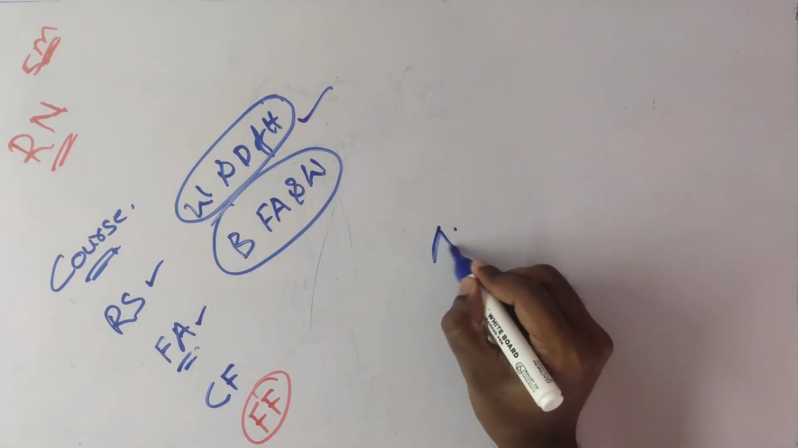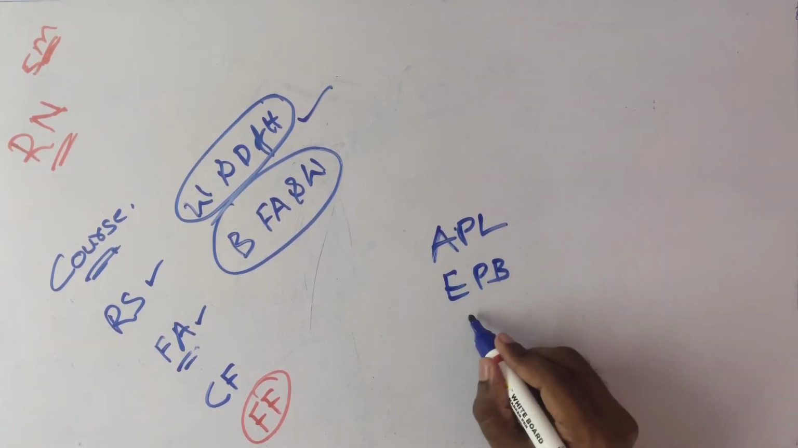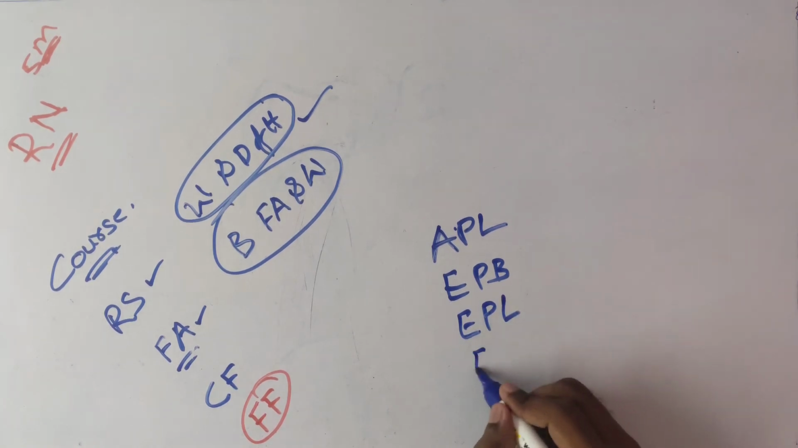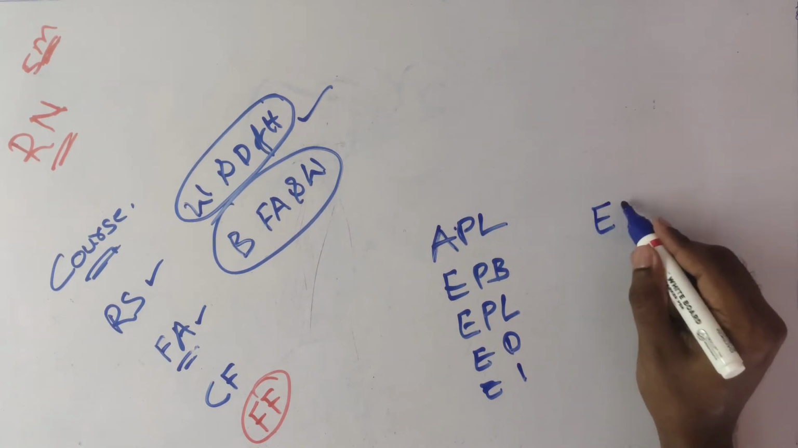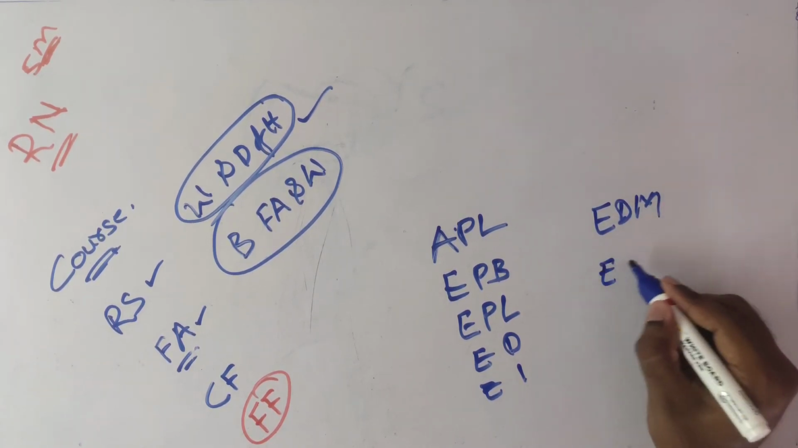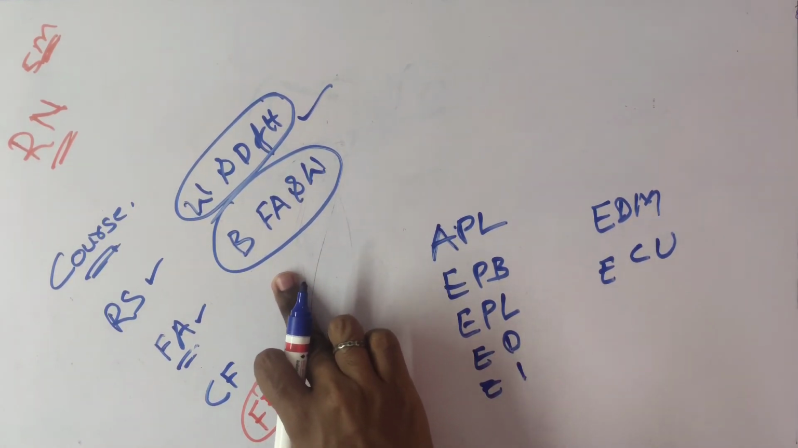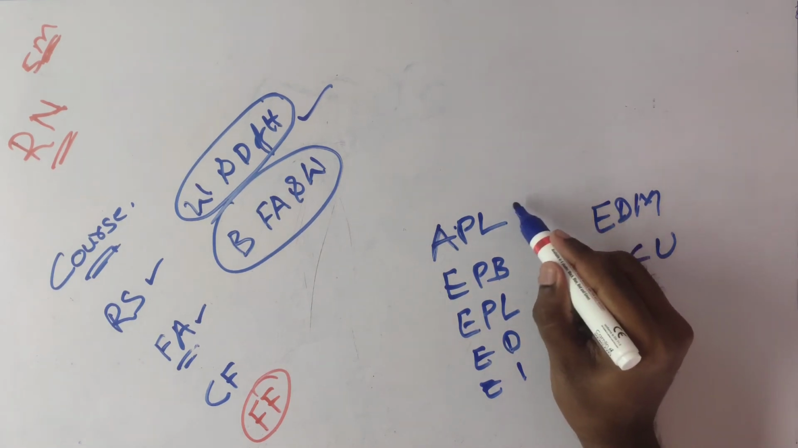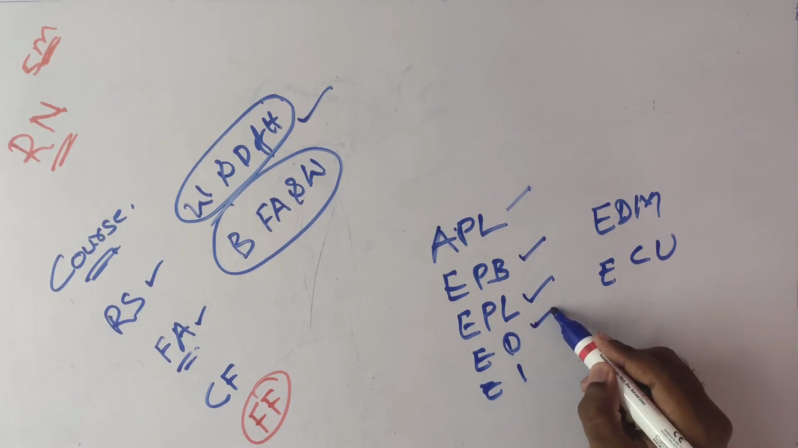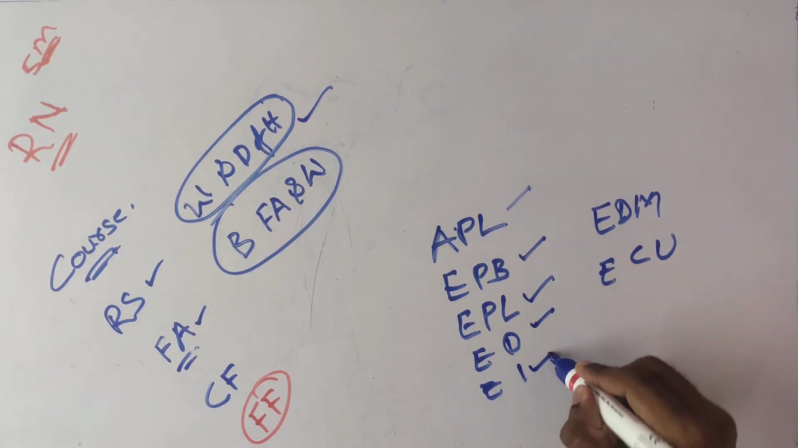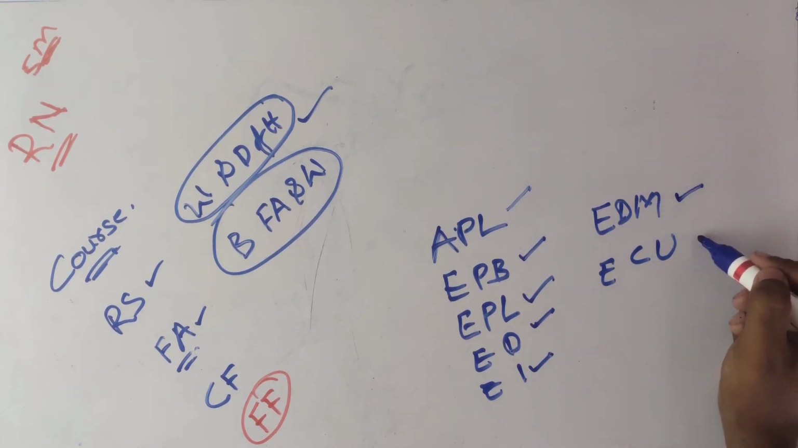Those muscles are abductor pollicis longus, extensor pollicis brevis, extensor pollicis longus, extensor digitorum, extensor indicis, extensor digiti minimi, extensor carpi ulnaris. Okay, at the region of back of forearm, the radial nerve gives branches to the abductor pollicis longus, extensor pollicis brevis, extensor pollicis longus, extensor digitorum, extensor indicis, and next extensor digiti minimi as well as extensor carpi ulnaris.